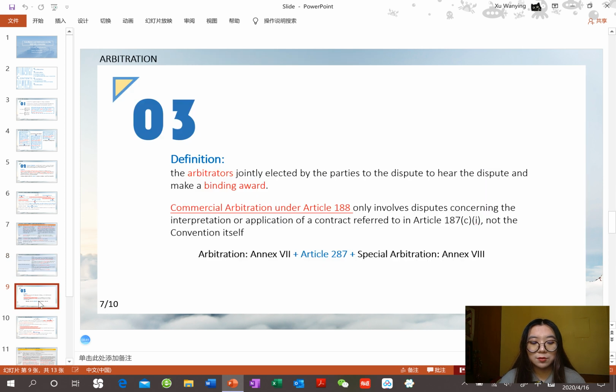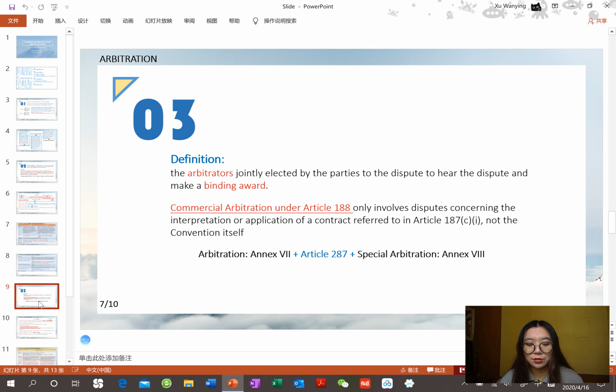Now let's move to the arbitration part. International arbitration is a traditional method for resolving maritime disputes. The arbitration mechanism under the Union Clause has had a very high utilization rate in practice, because it made significant innovations in the design of rules on the arbitration procedure to expand the scope of the arbitration.